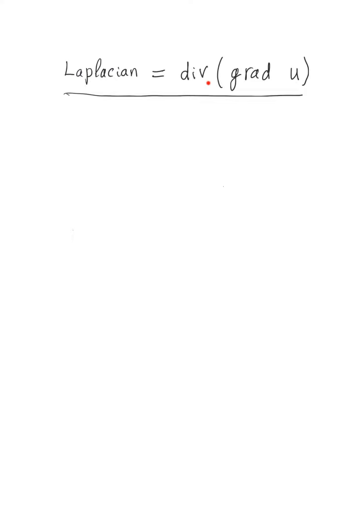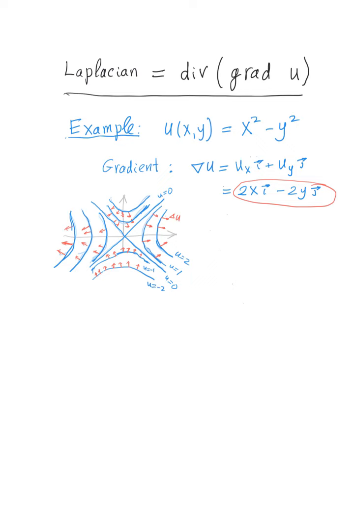Laplacian is the divergence of the gradient of function u. As an example, suppose that u is x squared minus y squared. For instance, it can represent temperature on the plane. So here we have level curves of the temperature function. So for instance, the temperature equals 0 when x equals y or when x equals minus y. And when the temperature is equal to 1, that is this curve, also this curve, etc.